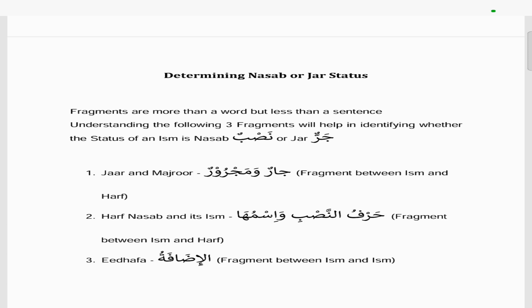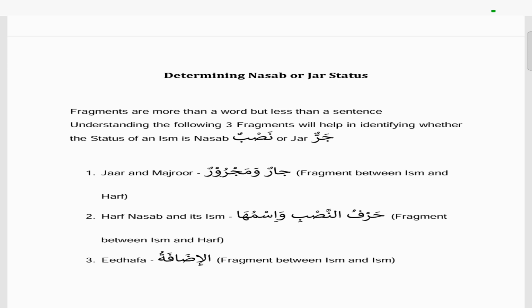So we move on to the next chapter of our curriculum. This chapter is about determining the nasab or jar status. In the previous chapters we've come across certain words or cases where the rafa, the nasab and the jar status look the same.